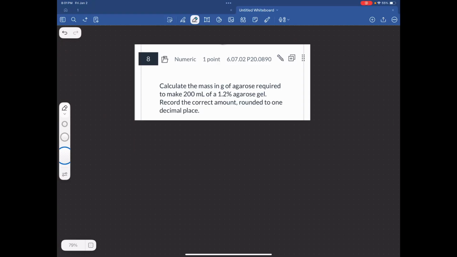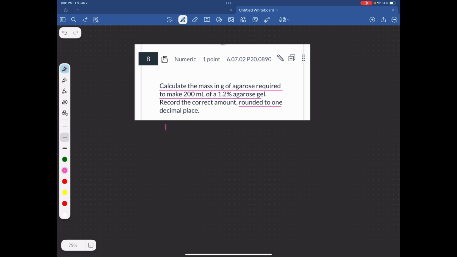All right. Question number 8, additional math practice. So this question says, calculate the mass in grams of agarose required to make 200 milliliters of a 1.2 agarose solution. So let's underline some of our key things that we need to know. Calculate the mass of agarose required to make 200 milliliters of a 1.2 agarose gel. And then it says record the correct amount rounded to one decimal place.